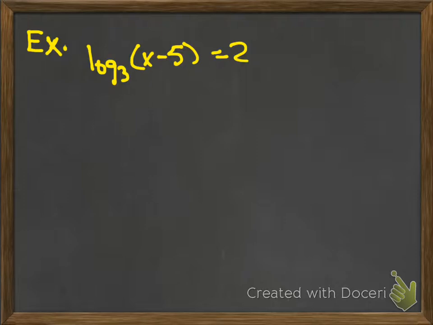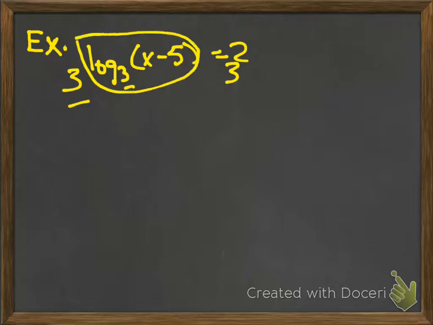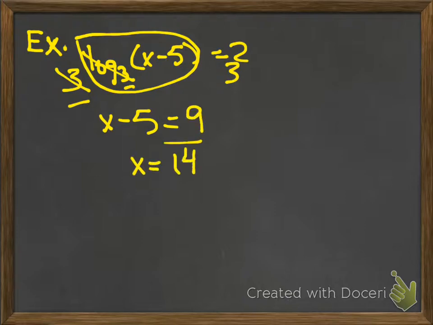Okay, this is already a single log. There are not logs on both sides, so the easiest thing to do is to raise them both to the power of 3, because that was the base. So now all of this right here is an exponent. All of that has become an exponent, and I'm saying equals 3 to the second power. With that being the case, I can cancel out the log and the 3, leaving me x minus 5 equals 9. Then I can add 5, and 9 plus 5 is 14.